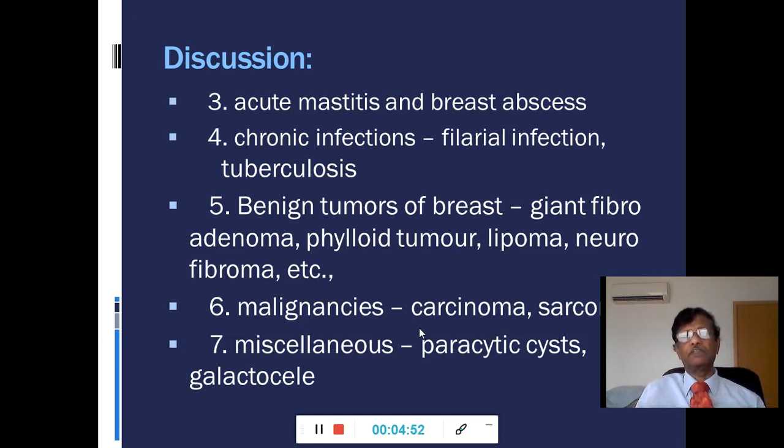Chronic infections such as filarial infection or tuberculosis will also lead to asymmetry. Benign tumors of the breast such as a giant fibroadenoma or a phyllodes tumor, lipoma, neurofibromas also cause asymmetry. Malignancies, carcinoma and sarcoma, may lead to asymmetry, and miscellaneous conditions such as a parasitic cyst and galactocele will also result in asymmetry.